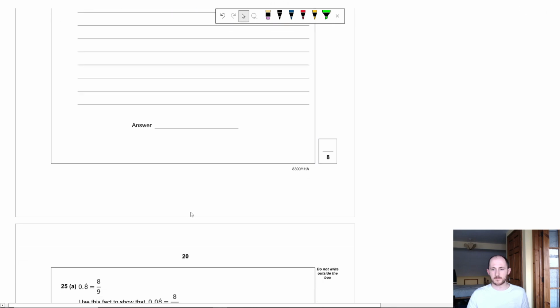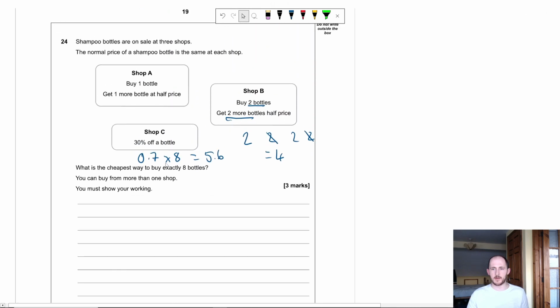Okay? And the reason why this is interesting is because you can give them your own value, like you can say they're £2 each or something, and try and work out the cheapest price. But hopefully this also makes a bit of sense.